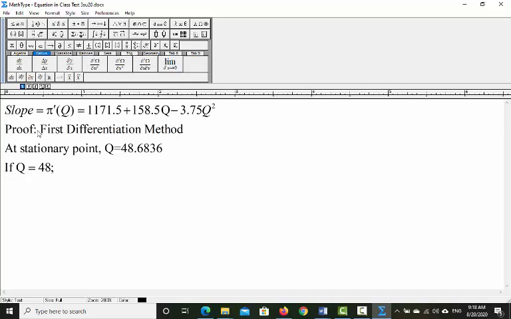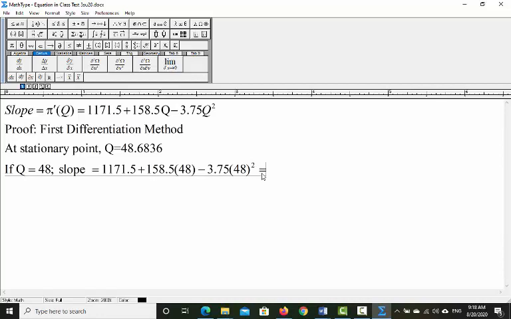Slope will be what? Here the value of q will be 48. So in this equation the value of q should be 48. If you calculate it exactly like the way it is here, you will get the value of the slope. So let me calculate.